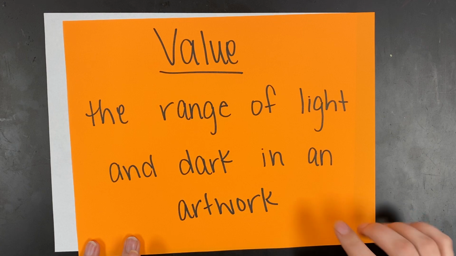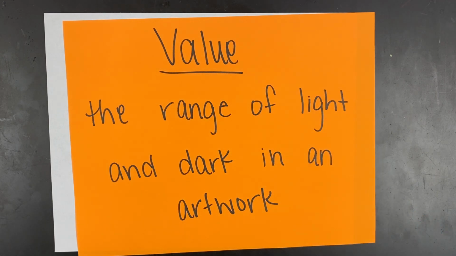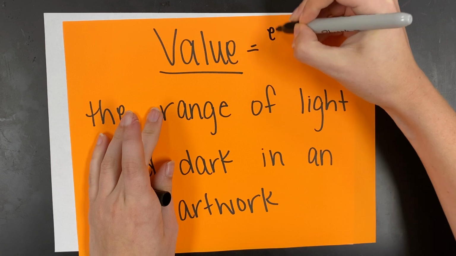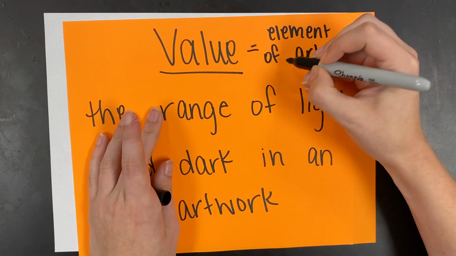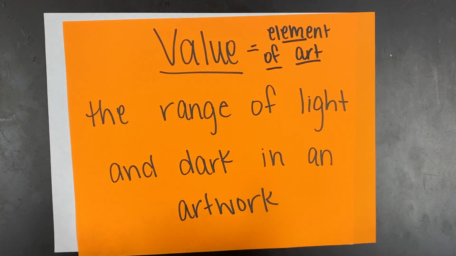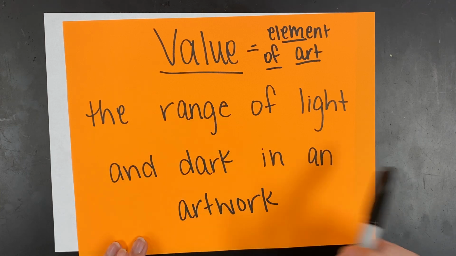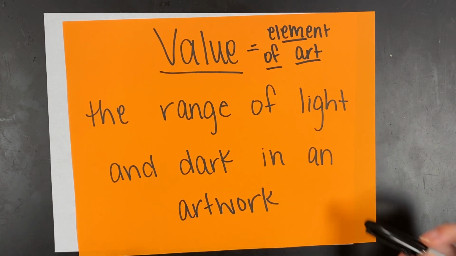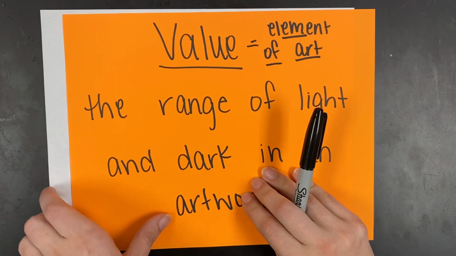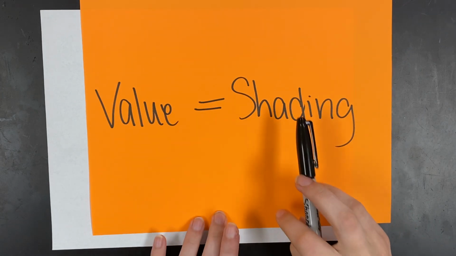And another little quick review, what is value? We're still talking about the element of art that we just learned. So value is an element of art. I should write that out here. There it is, element of art, all right? Remember there are 7 elements of art, and value is one of them, all right? And value is the range of light and dark in an artwork, okay? So when you look at an artwork and it has light and dark in it, light and dark shades, that's value, okay? And I included on this page right here, another really good word for value is shading.